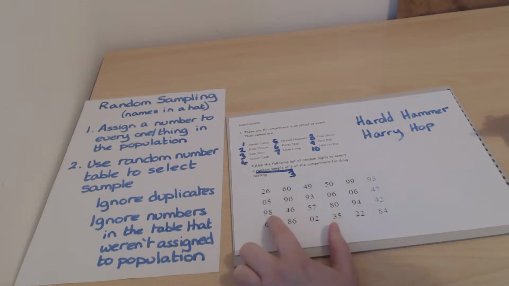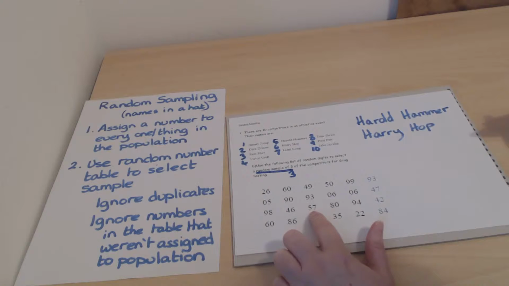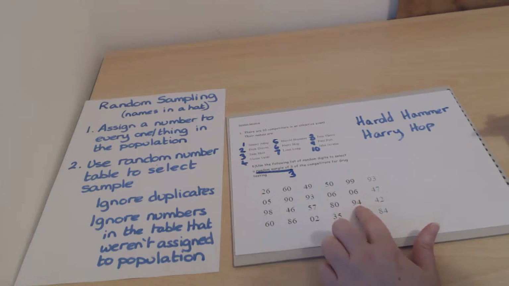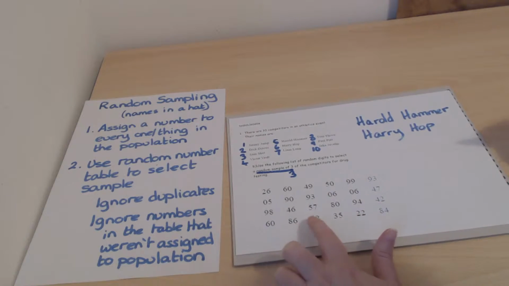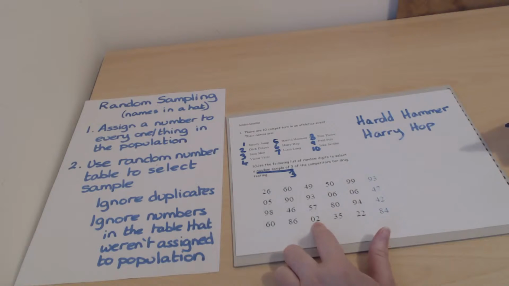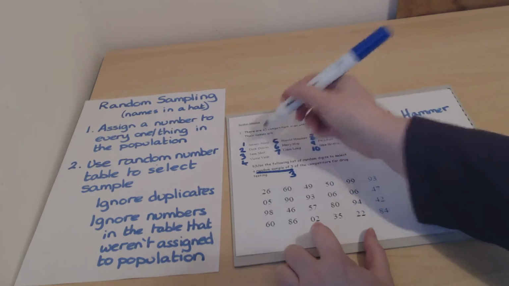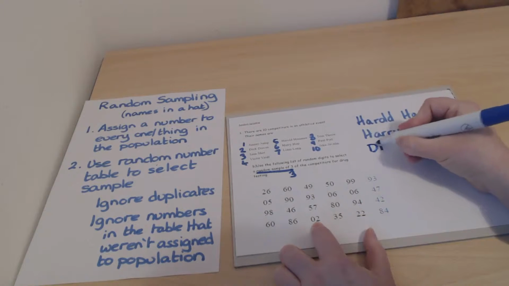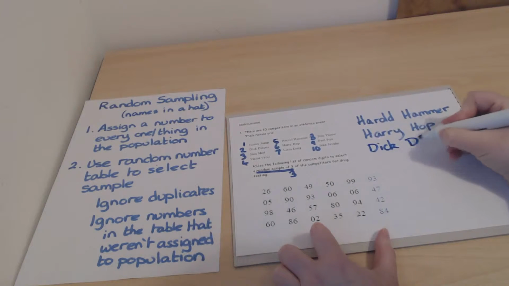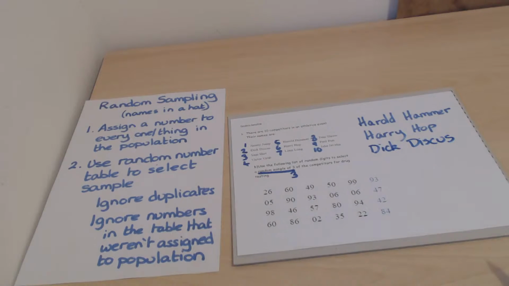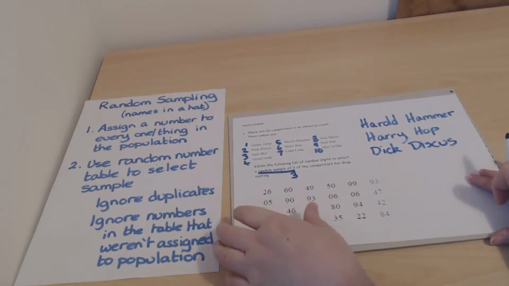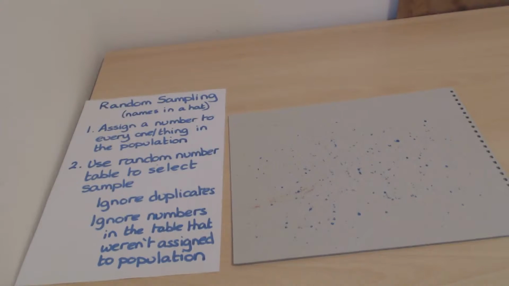Okay, so 47, 98, 46, 57, 80, 94, 42. We're ignoring all of these because they don't fit ours. 60, 86, 2. So 2 is the next one that fits. I go and look up 2, and 2 in this case was Dick, who's doing the discus. So those are the 3 people that are going to be tested as our sample. Let's do another 1 or 2 of these.